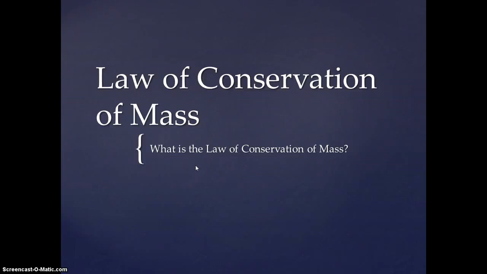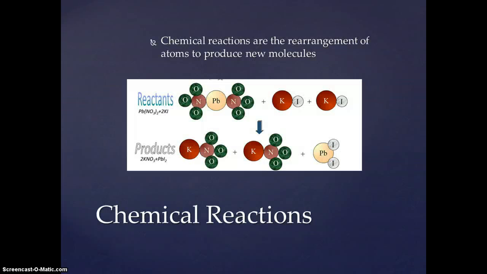Okay, so before we talk specifically about the law of conservation of mass, I want to talk a little bit about chemical reactions. And chemical reactions are the rearrangement of atoms to produce new molecules. So here you can see we have lead nitrate, and then potassium iodide.